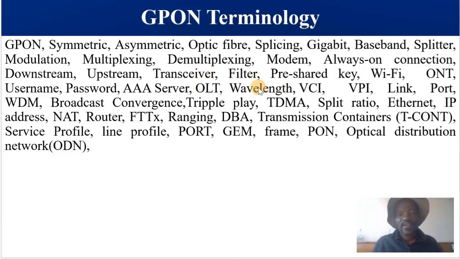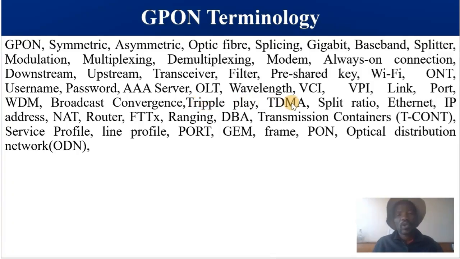Wavelength, that's C over F, or V over F. Visual channel identifier, visual path identifier, a link, a connection between two points. A port. Wavelength division multiplexing. This is the multiplexing technique used on the Gpon network. One to many is called broadcast convergence. We are having one transmission line carrying all signals. Then voice, video, and data is called triple play.